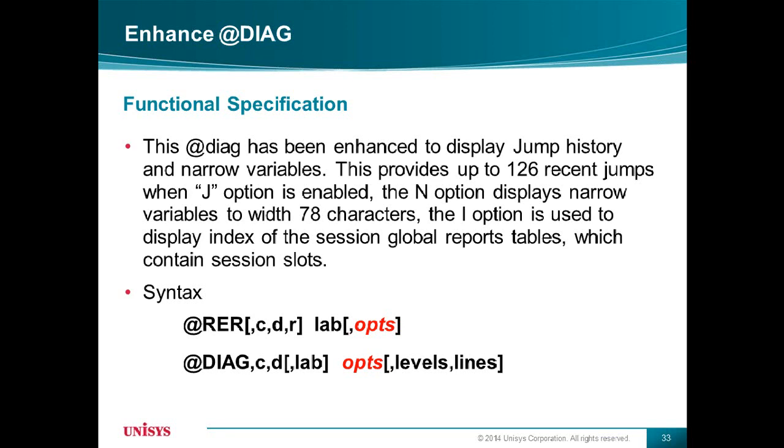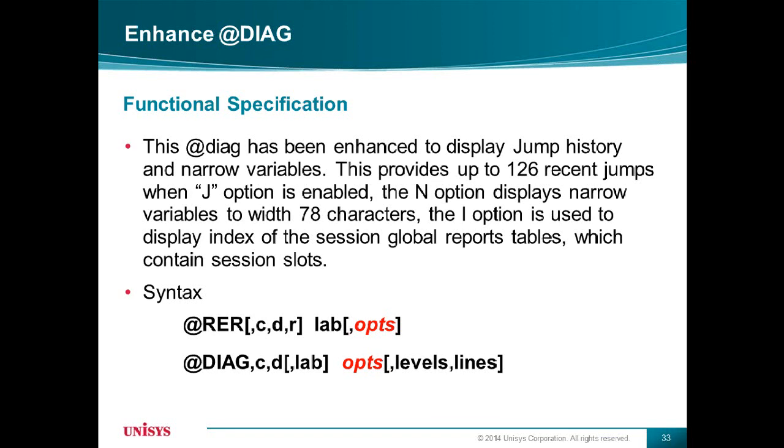For this purpose, we have added two new options to it. One is J, and the other one is N. The J option will show the recent jumps in the run statement, and the N would narrow the display to 78 characters and give us an output.